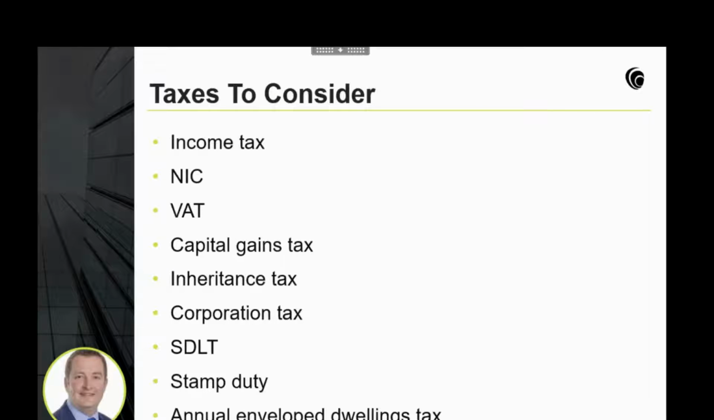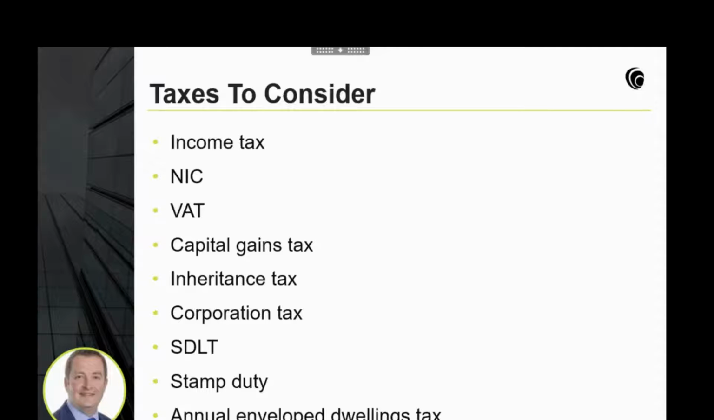So this slide lists the various taxes that need to be considered. So when you come to us and say, well, should I operate through a company or not? Should I transfer my existing business to a company or not? We will need to think about all these taxes, some in a greater way than others, and often depending upon the type of business and its assets and your particular circumstances.